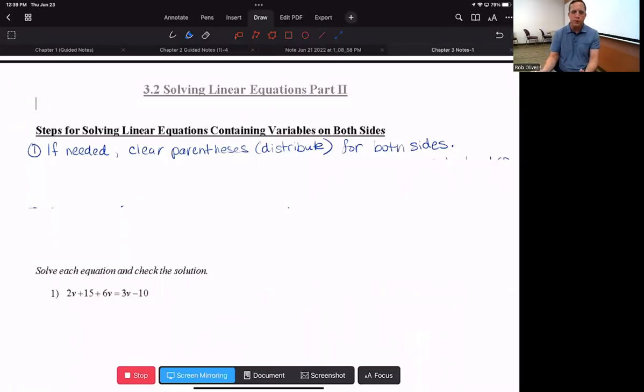Section 3.2, what we're going to do is get into equations that are a little more complicated, with more steps, because before we talked about two-step equations. Two-step equations are a simple way of getting to the point where you want to solve it. But for these, we don't really have three-step or four-step equations. We don't really call them that. We just call them multi-step. So the first part of your notes here includes steps for solving linear equations containing variables on both sides.